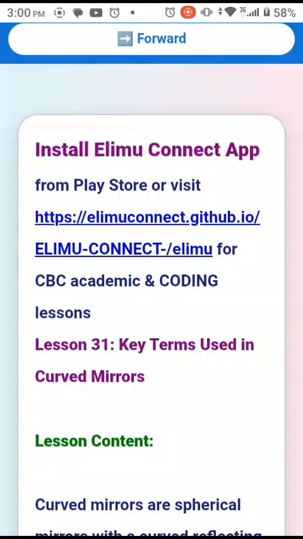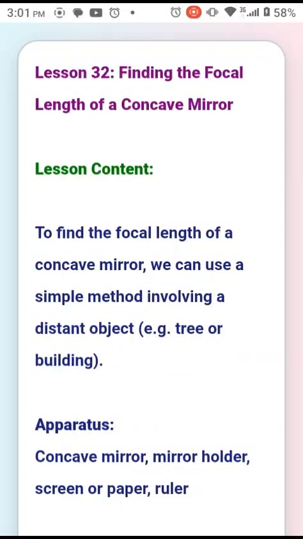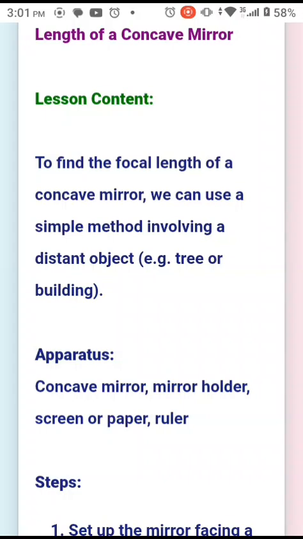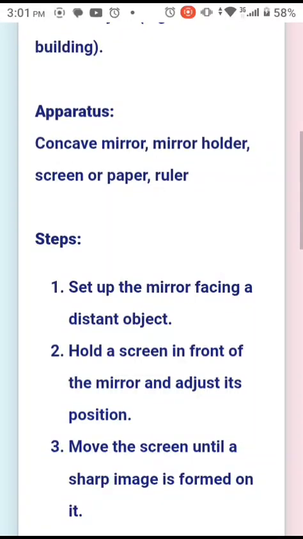Lesson 32: Finding the focal length of a concave mirror. Lesson content. To find the focal length of a concave mirror, we can use a simple method involving a distant object, e.g. a tree or building. Apparatus: concave mirror, mirror holder, screen or paper, ruler. Steps. Set up the mirror facing a distant object.